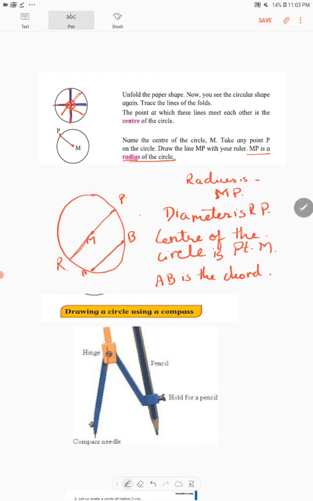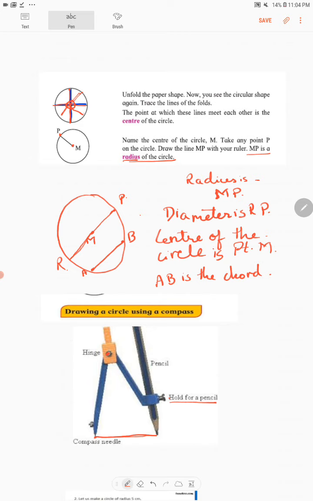This compass is used to draw. Now see, here is the hinge. I'll tell you the different parts. Here is the hinge of the compass. This is the compass needle, and this is the holder for a pencil, and you insert a pencil over here. You have to keep both ends together and level, and only then will you be able to draw a perfect circle.